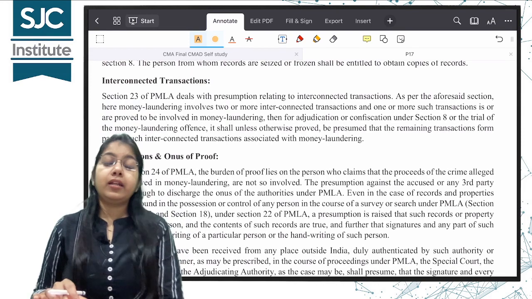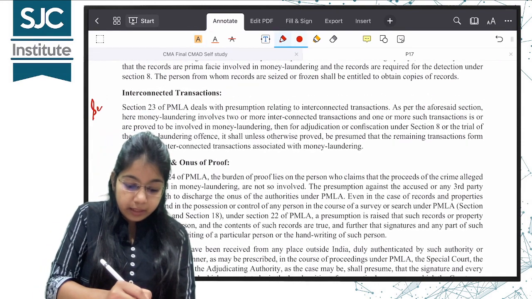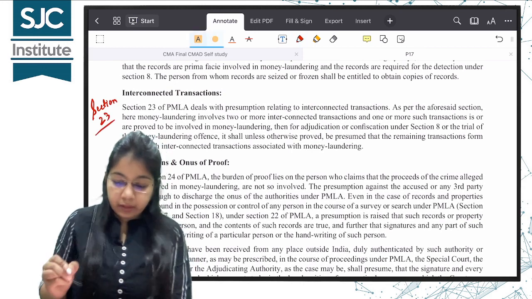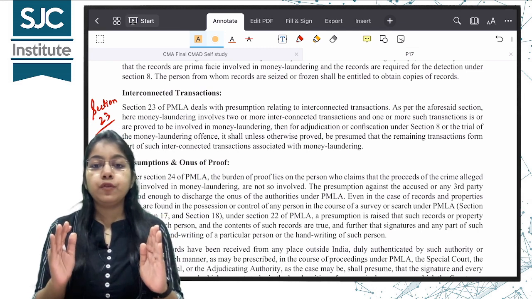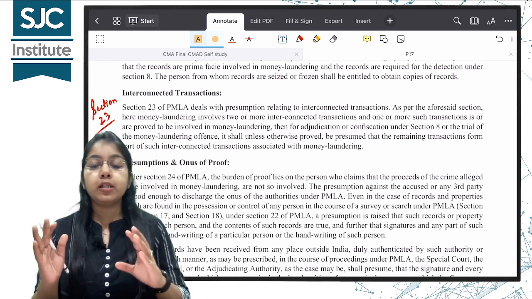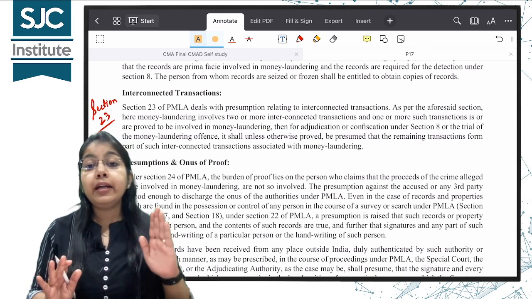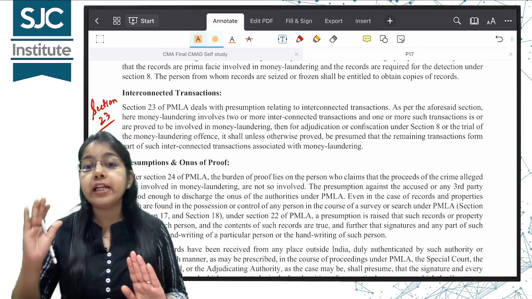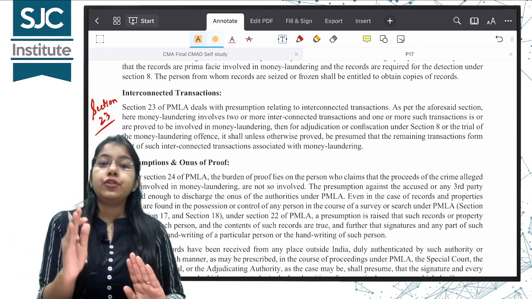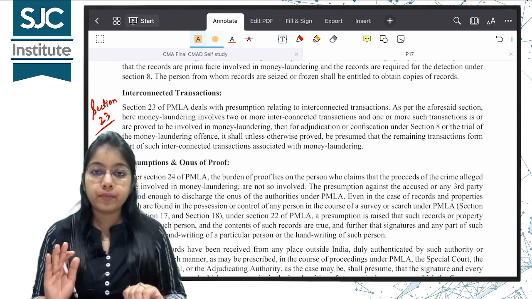Next is interconnected transactions, another very interesting section, section number 23. If any transaction is connected to a transaction which has been proved to be associated with proceeds of crime, in that case, unless it is otherwise proved, the interconnected transaction will also be regarded to be associated with money laundering.